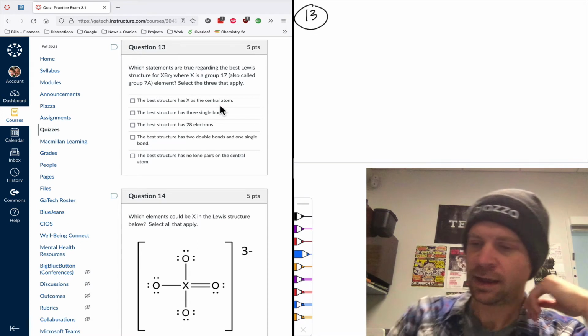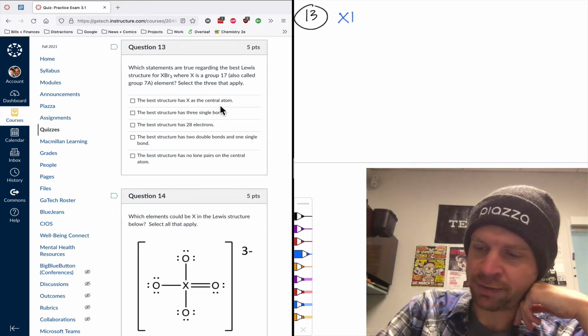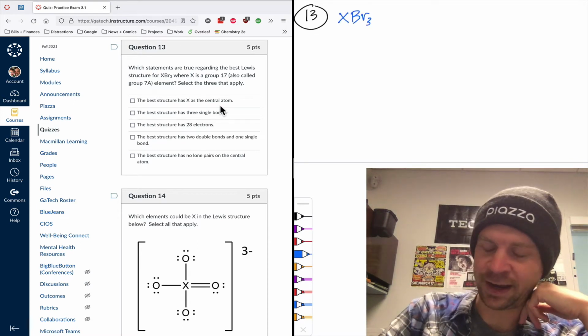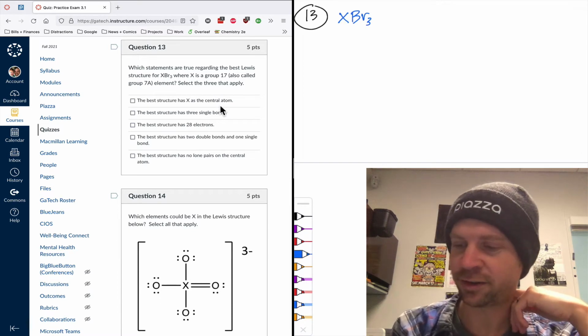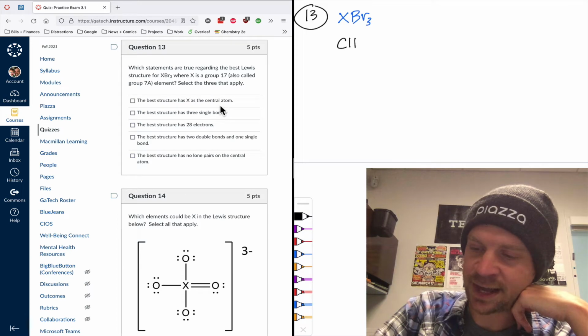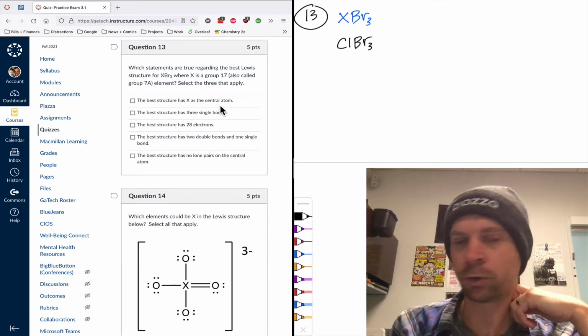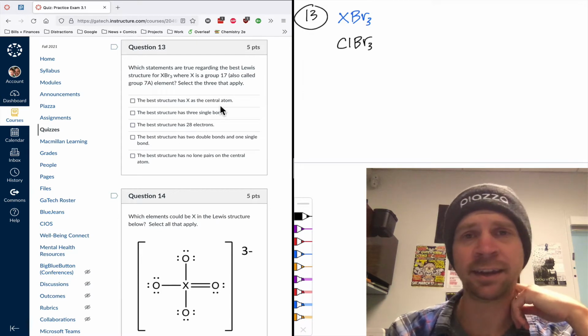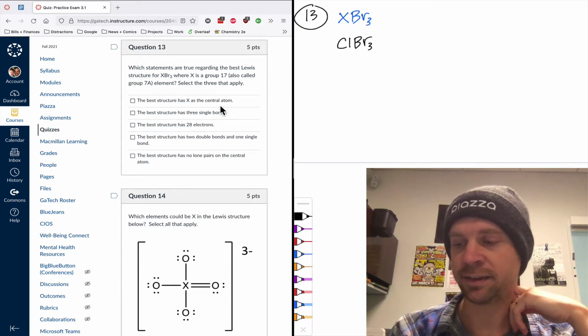Now, this is a halogen, and so I think to proceed, it may help to just go ahead and choose a halogen to put in the center. Let's just call it chlorine, so that we're interested in ClBr3. And everything here in terms of ClBr3 is going to apply to any halogen in this structure.